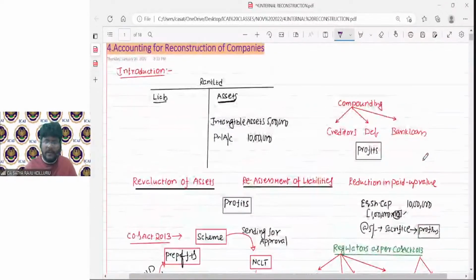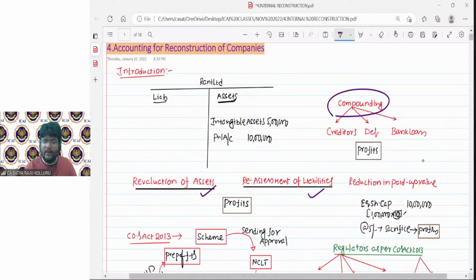Sir, in case of internal reconstruction, there is a revaluation of assets, reassessment of liabilities, and compounding activities with creditors, debentures, bank loan and various parties. Then we are getting profits out of which we are nullifying the P&L account debit balance and intangible assets. And a reduction in paid up value also is going to occur in the reconstruction process.